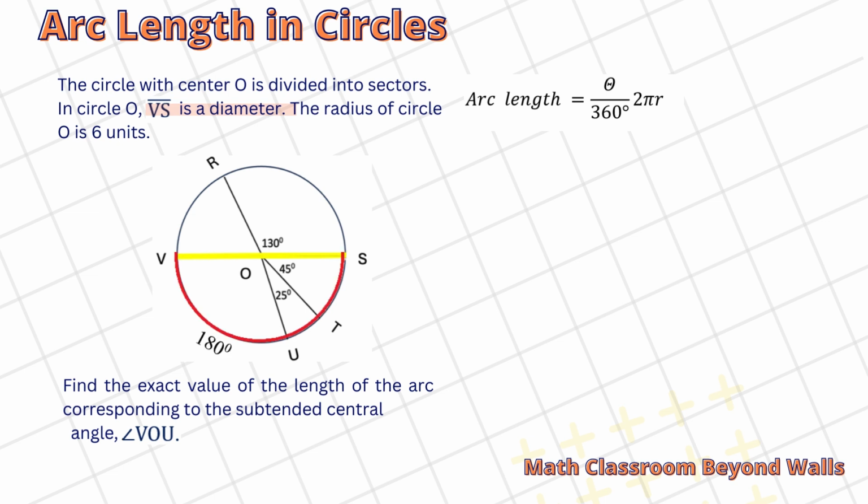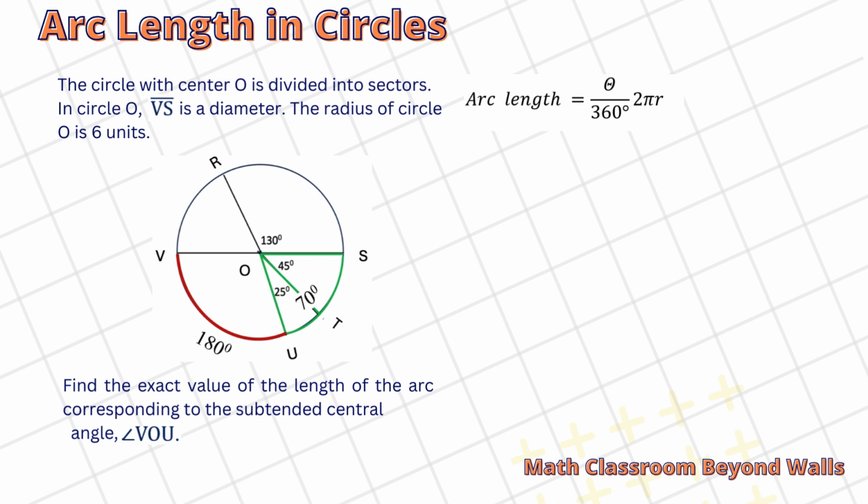The two sectors on the lower half of the circle have central angles of 45 degrees and 25 degrees. Adding these two gives a measure of 70 degrees. So, what is the measure of angle VOU if half of the circle is 180 degrees and the two other sectors on the lower half of the circle have measure of 70 degrees? There you are. To get the value, subtract 70 from 180 degrees. This gives you 110 degrees. This is the measure of the central angle theta that we are going to put into our formula.